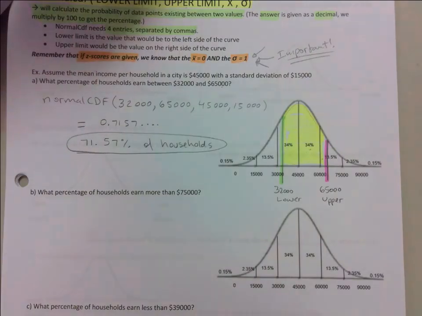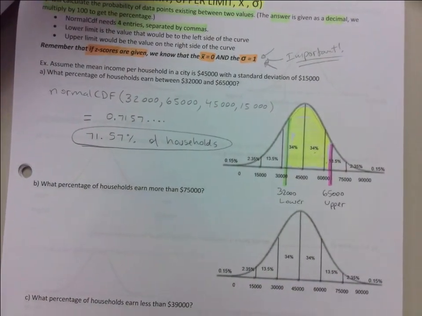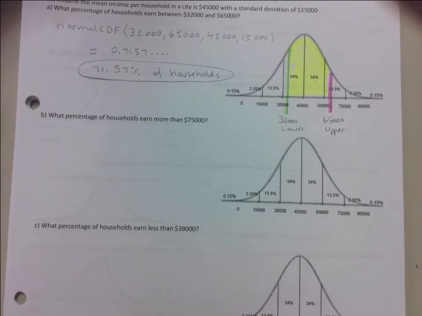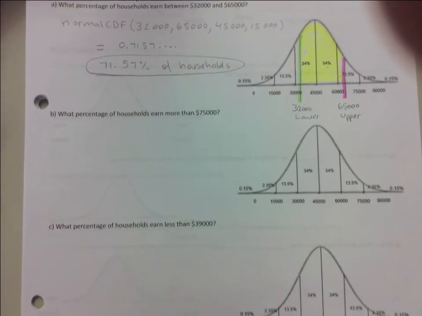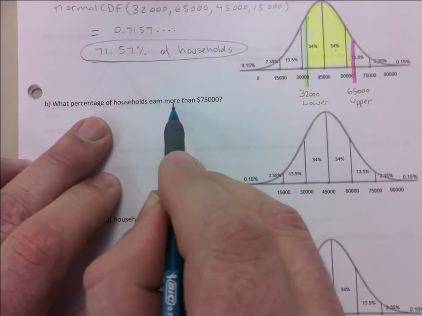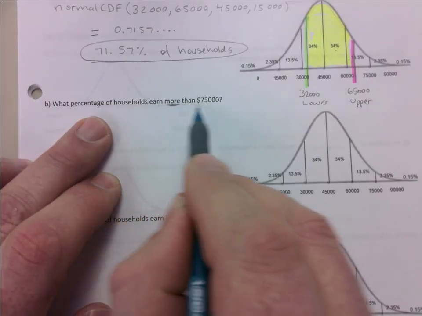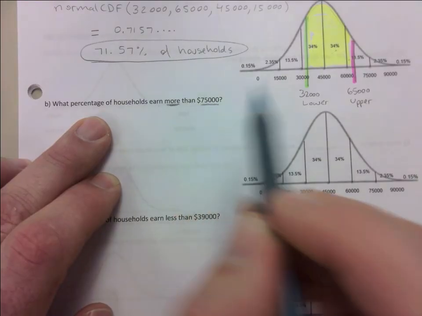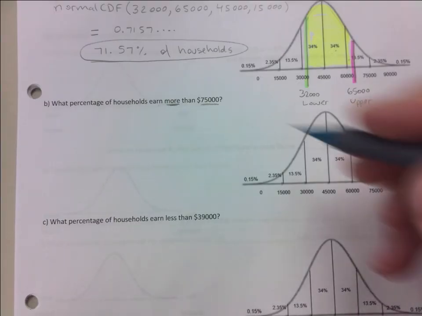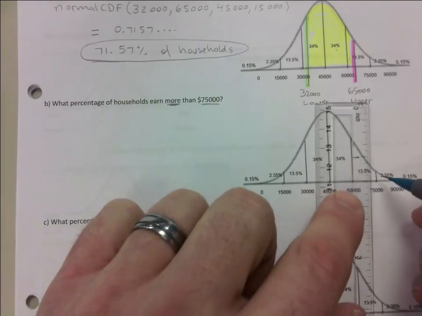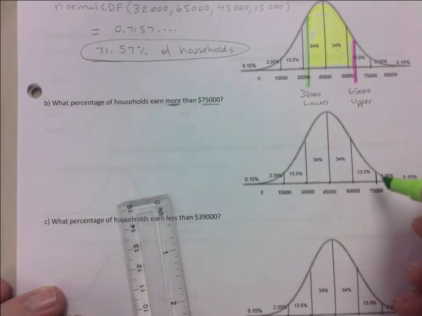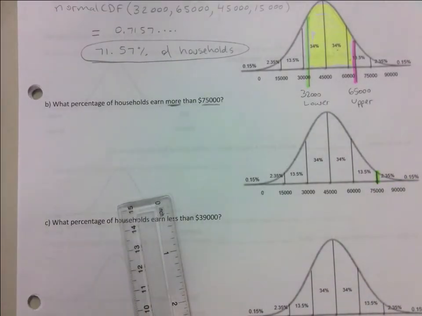All right, let's do another example where you don't have a start and a stop. You only have a start or a stop. And I'll show you how to navigate those ones. What percentage of households earn more than $75,000? So let's go find 75,000. This number actually does show up here. It's right there, obviously. So we're going to make that a green line right there.